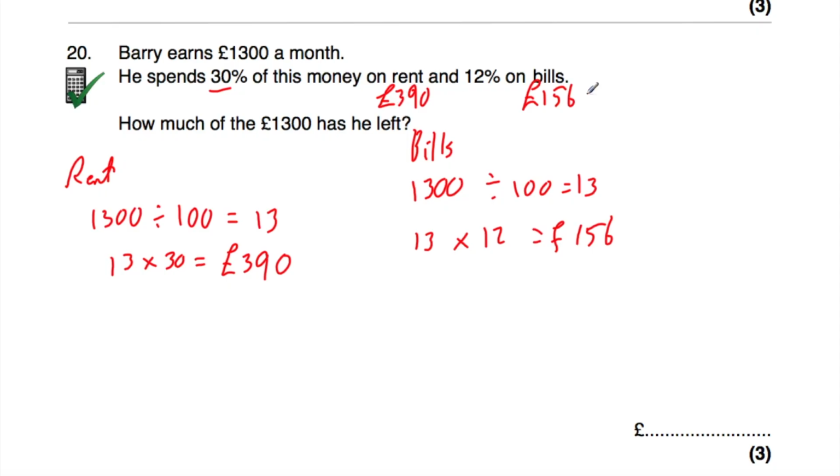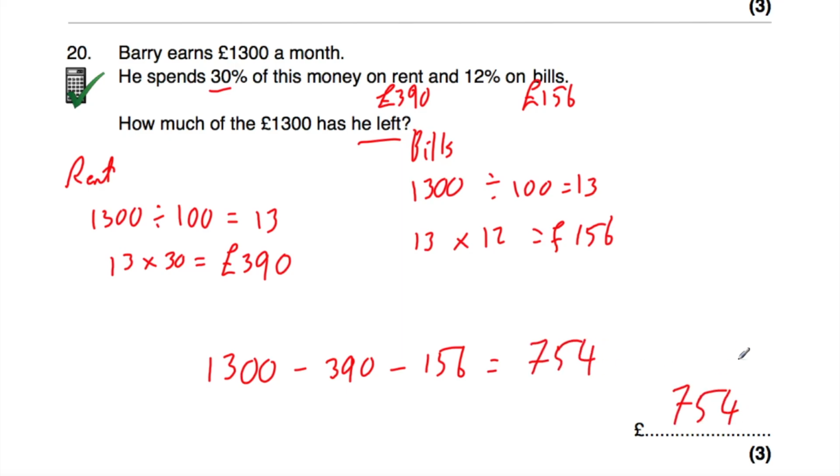And then finally, if we add those two together and take it away from the £1,300, that'll tell us how much money Barry's got left. So we're going to do 1,300, take away 390, and take away another 156. So let's type that into our calculator. 1,300 take away 390 take away another 156 is equal to £754. So that means that Barry is left with £754, and that's it.